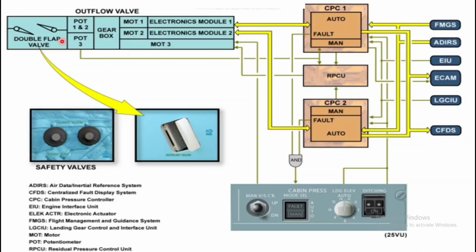It closes the applicable outflow valve in case the cabin altitude goes above 15,000 feet. In a simple way, above 15,000 feet the automatic pressurization function will take place.